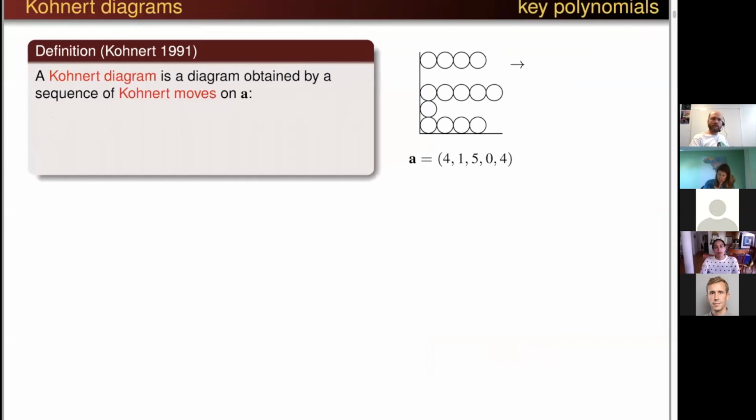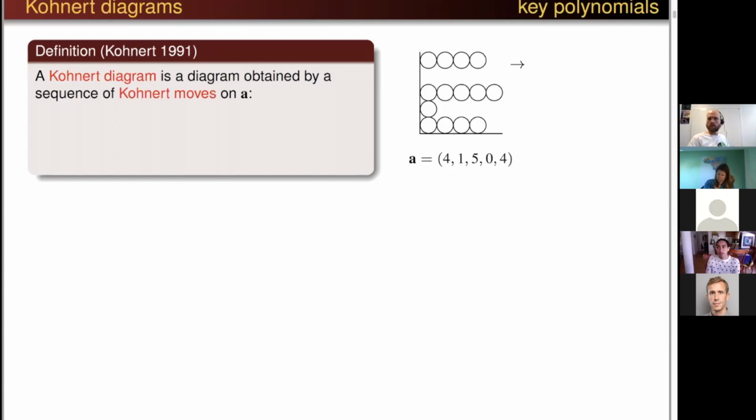And now what I'm going to talk about are key polynomials. There are many, many, many different combinatorial models for these. I'm going to use the one developed by Axel Kohnert, who was a student of Lascoux. And we begin, instead of with the partition, we have a weak composition. So non-negative integers in some fixed order, but it doesn't matter what the order is. So 4, 1, 5, 0, 4. And I can draw this. I'm using Cartesian coordinates. So 4 bubbles in the bottom row, 1 in the second row, and so on up.